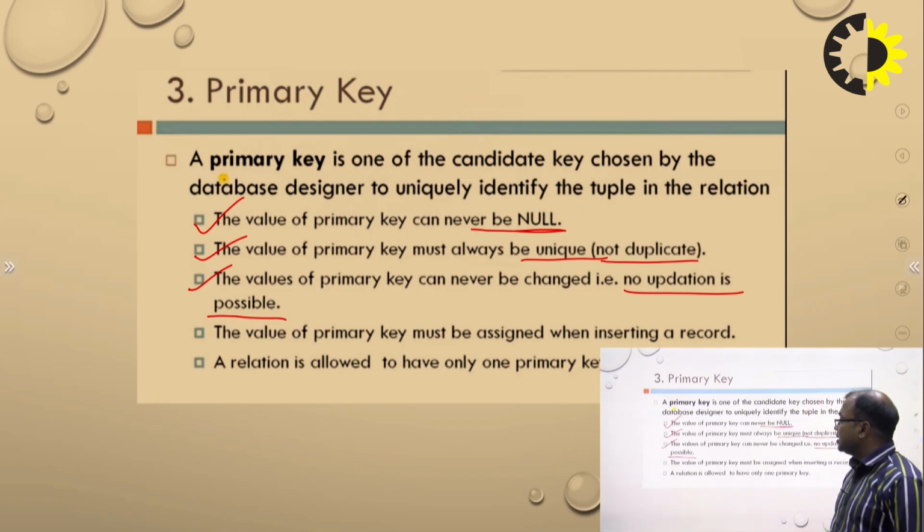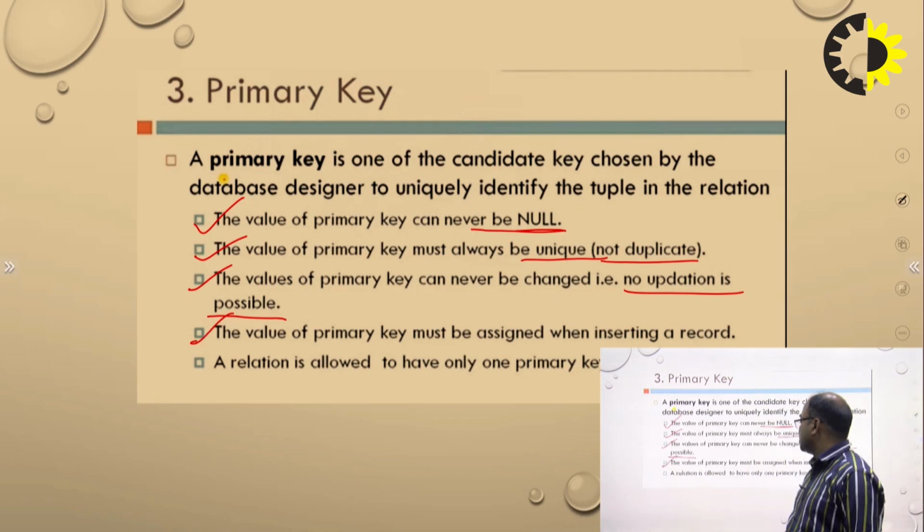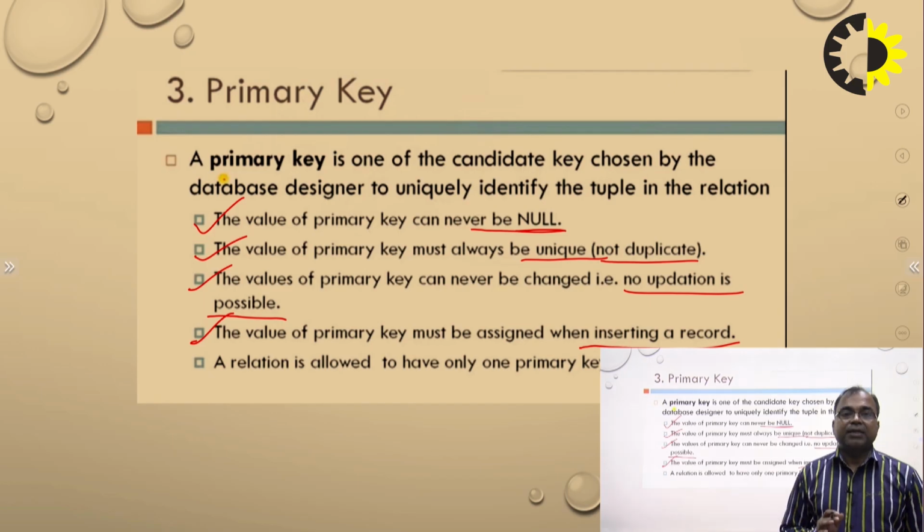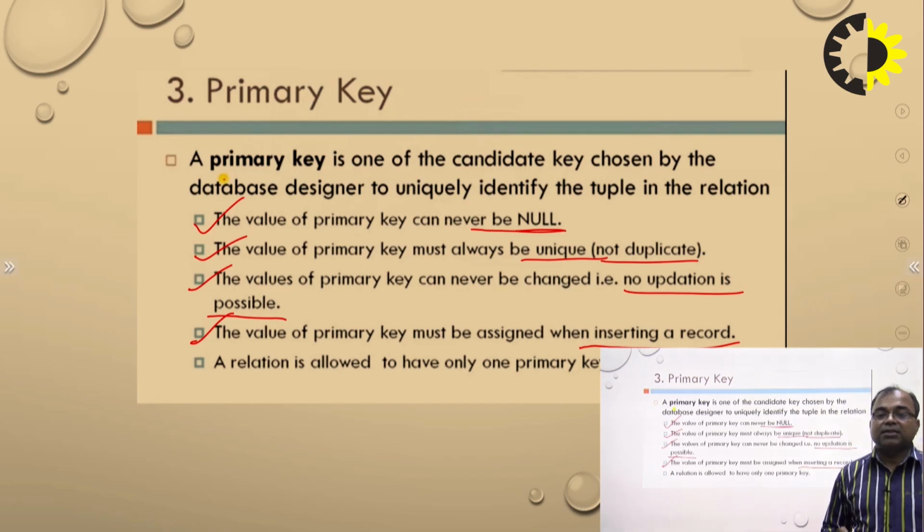Next point, the value of the primary key must be assigned when inserting a record. So in a relation, the value of the primary key must be assigned when we insert the records inside the table. At that time we decide the value of the primary key, and it can never be changed or updated once it is designed. What we can do is delete the whole table and create another table if we want to decide something different.